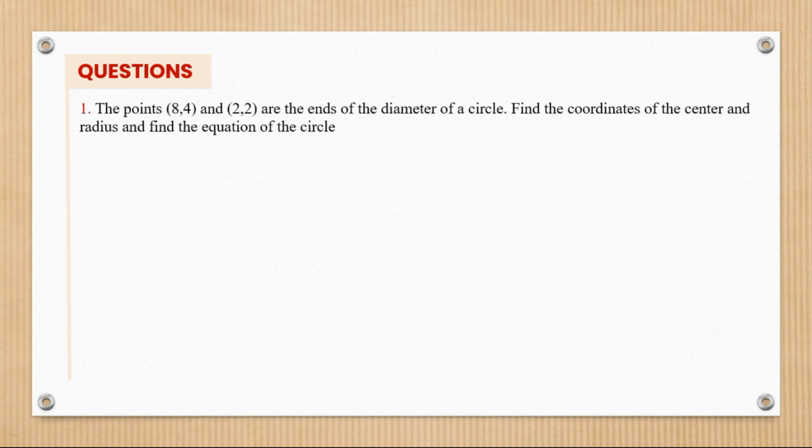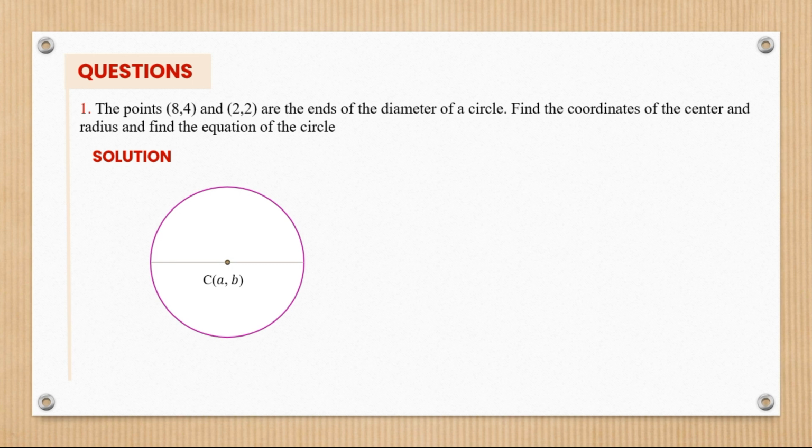Alright, let's look at some examples. Question 1. The points A(8, 4) and B(2, 2) are at the ends of the diameter of a circle. Find the coordinates of the center and radius and find the equation of the circle. In such a case, I encourage you to first sketch. So we've sketched it. This is the center C(a, b), and that is the diameter passing through the center. One point A is (8, 4), the other point B is (2, 2).